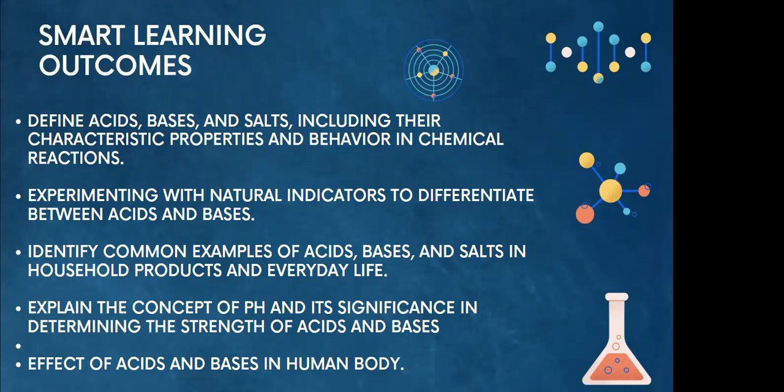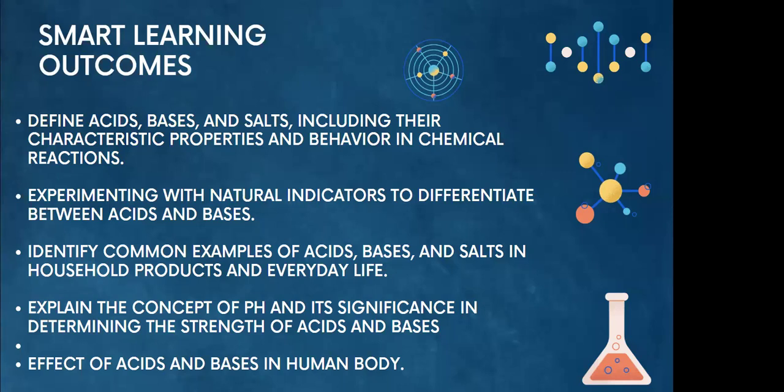Along with it, we are going to see the chemical reactions of acids, bases, and salts. The second learning outcome is that students can differentiate between acids and bases on the basis of indicators, especially the natural indicators, because when we talk about chemistry, we are going to see around us. So natural things are the priority. The third one is identifying the common examples of acids, bases, and salts in our household products and in everyday life, and how they are helping us or destroying something in the environment or making it good for living.